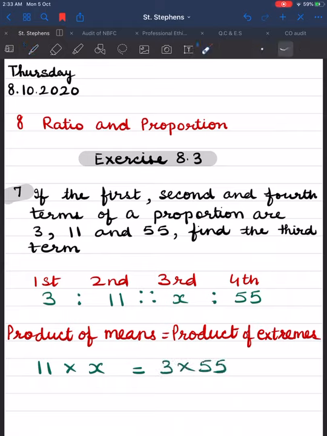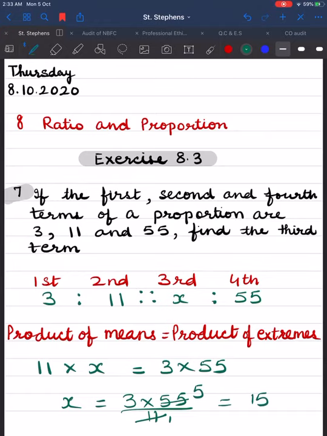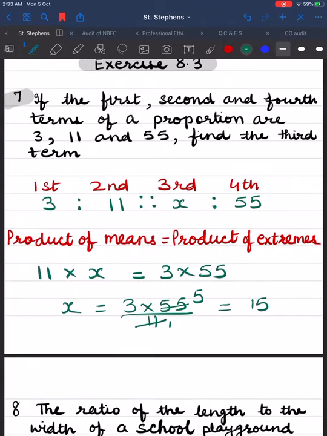Transpose 11 to other side. Now here it is being multiplied by x. When we transpose, it will get divided. So we have x is equal to 3 into 55 upon 11. Now 11 ones are 11, 11 fives are 55. So 3 fives are 15. So it means third term of proportion is 15.